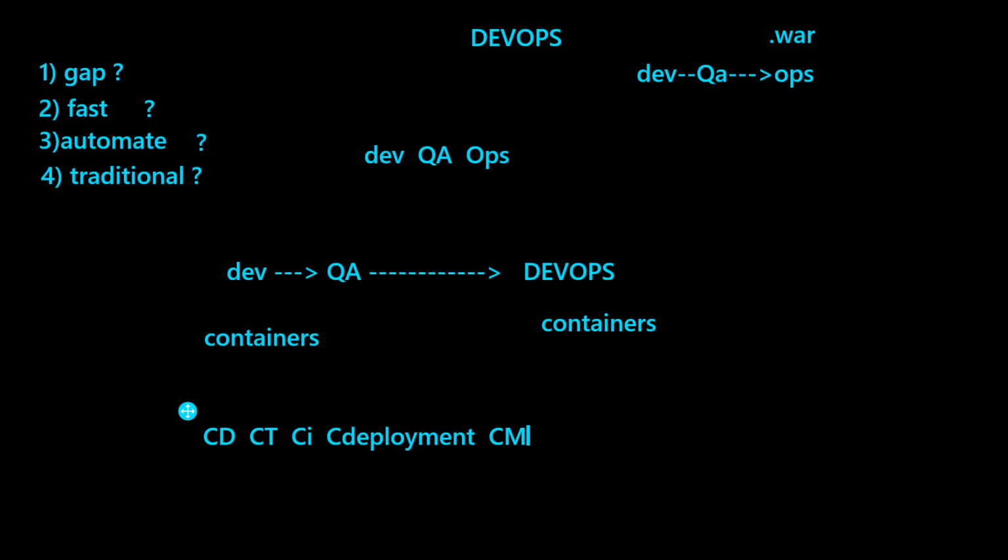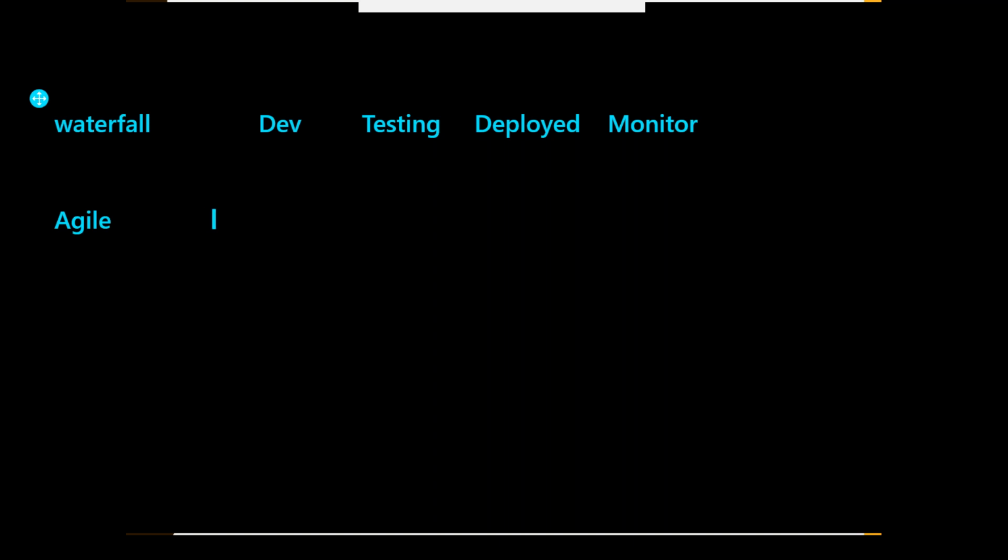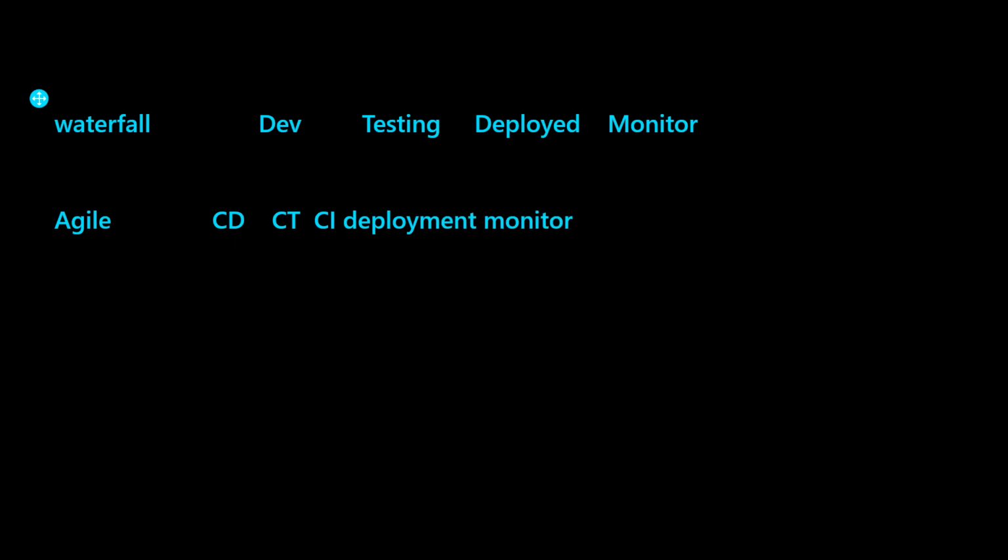If you want me to differentiate with respect to other methodologies, let's take the waterfall methodology. In waterfall, it's like development, and only after development does testing begin. After testing completely, then it would be deployed, then monitored, one after the other, right? If you talk about Agile, yes, you have continuous development and testing happening parallelly, and integration, but then deployment was manual, right? And then monitored. This is where Agile was missing.